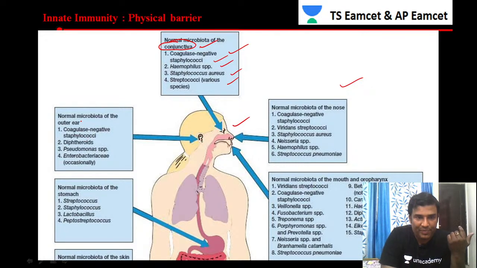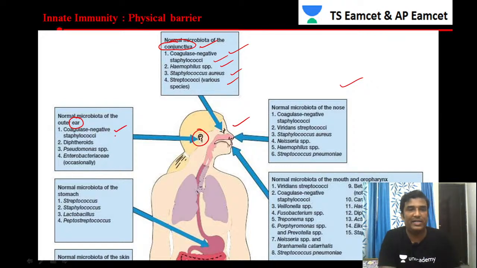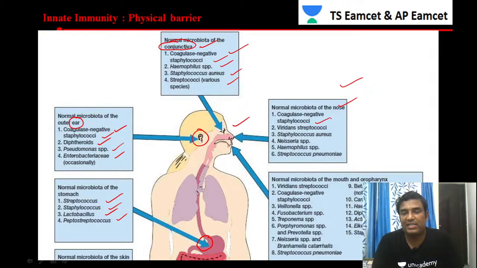Similarly, in the case of the outer ear, you have normal flora, bacteria which do not cause any disease but are generally present. It includes streptococci, staphylococci, diphtheroids, Pseudomonas, and Enterobacteriaceae. Similarly, inside the stomach there is normal flora: Streptococcus, Staphylococcus, Lactobacillus. In the nose you also have bacteria like staphylococci, streptococci, Staphylococcus aureus, Neisseria, Haemophilus, and Streptococcus pneumoniae.